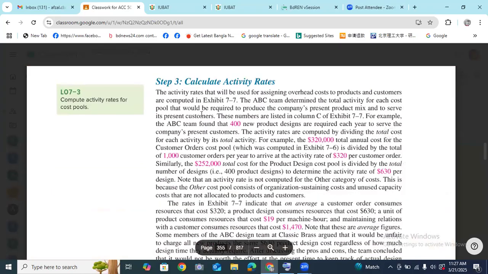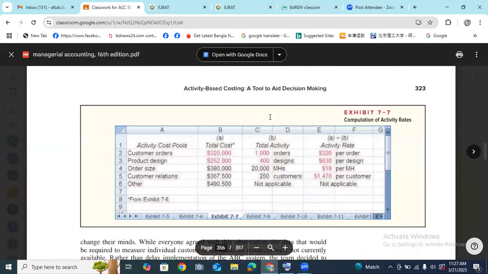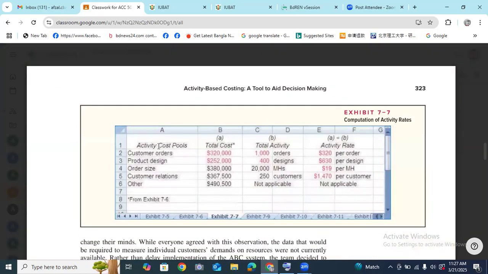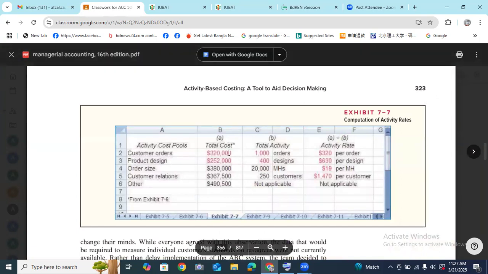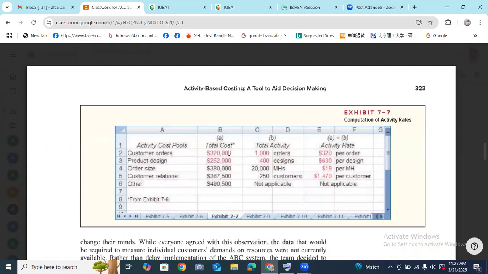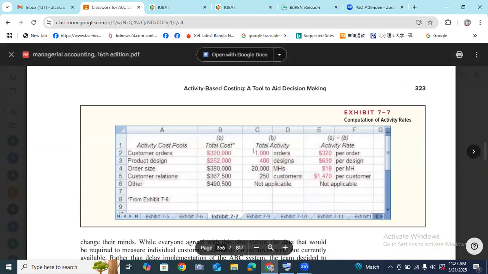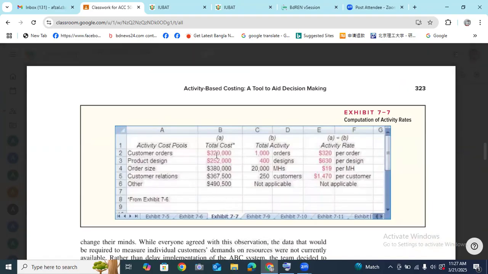Now you have to calculate the activity rates. How to determine activity rates? For example, your activity cost pool, customer orders, is 3 lakh. Your total customer order cost is 3,20,000. Your activity is 1,000 orders. If you divide these 3,20,000 taka by the activity, this is your activity rate, or you can say it is a cost driver, which is variable.